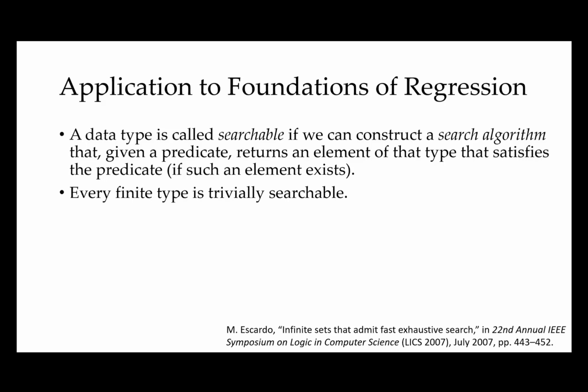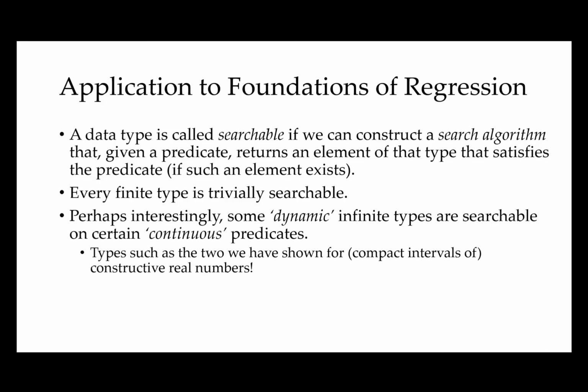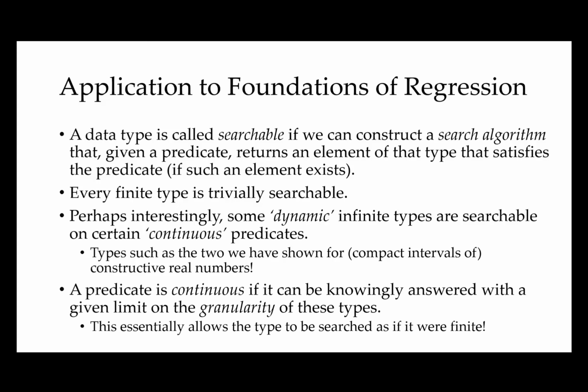And obviously every finite type is trivially searchable, because we can just look at every element and we know that's going to compute in finite time. But what's perhaps interesting, although I hope that this talk has shown why this is the case, is that some of these dynamic infinite types are searchable, not on all predicates, but on certain predicates. And 2 of these types are the ones that I've shown for exact real arithmetic, for constructive reals, because we've got this dynamic process. These predicates, we call them continuous if they can be knowingly answered with a given limit on the granularity of these types.